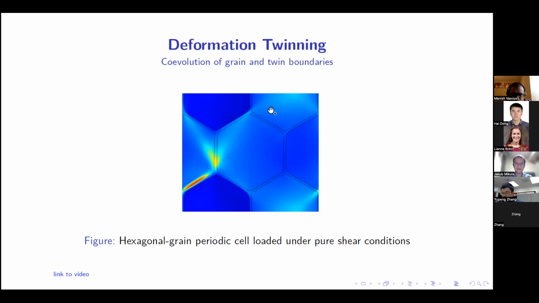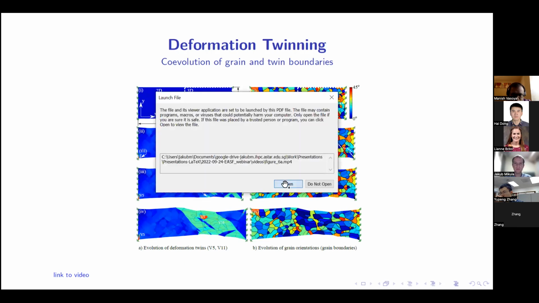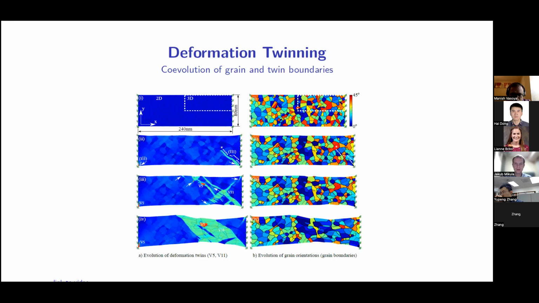Of course, we can look at more complex systems, such as in this case where we have some sort of nanopillar with more grains, and we do displacement-controlled loading. Again, I have a video that illustrates what's happening when we have the coevolution of the grain microstructure as well as twinning. We see the formation of a deformation twin at the beginning from the regions with high stress concentration, which in this particular case is this corner here.